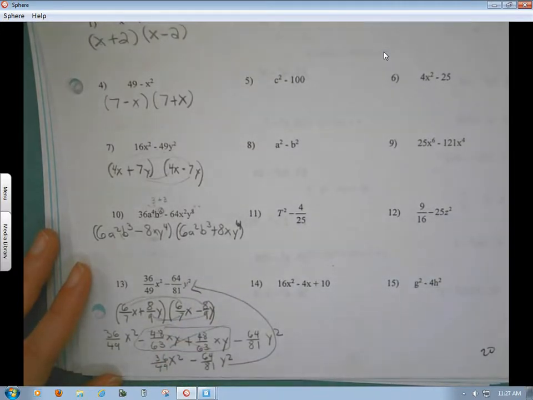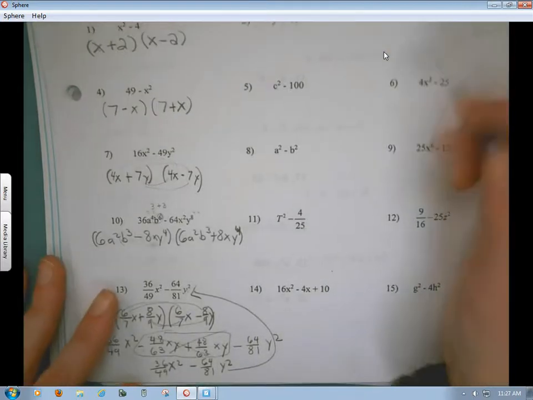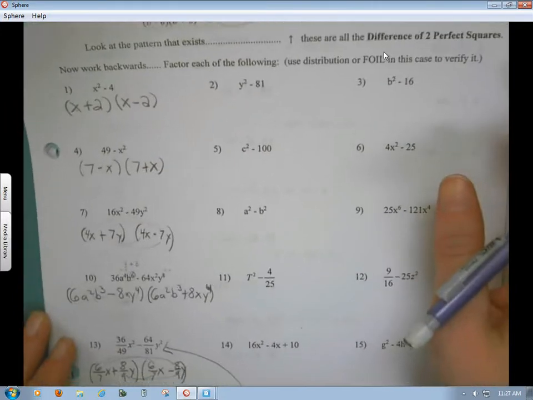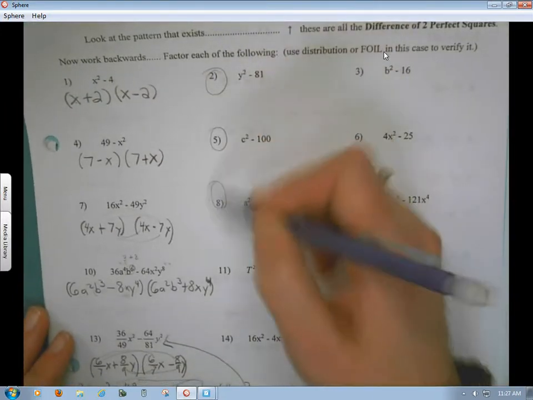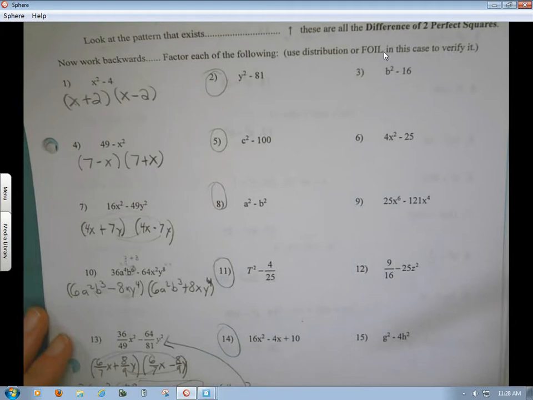Okay, if you need to replay the video, replay it. Remember, first thing you do, make sure it's a difference. Then make sure you have perfect squares. And then just split them up. I want you guys to do this middle row. So 2, 5, 8, 11, and 14. Those are the ones that you want to try. Notice 14 looks a little different. So think about what to do for 14. Maybe use some of your prior knowledge from a previous day's work and give it a shot.